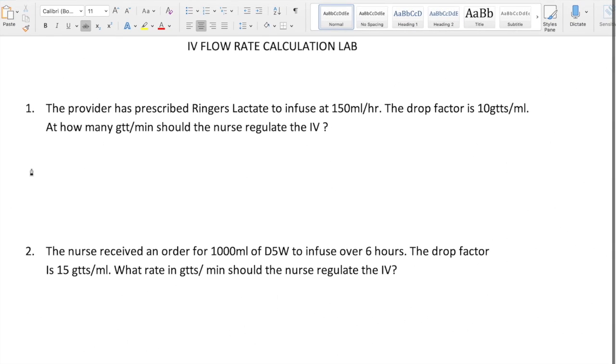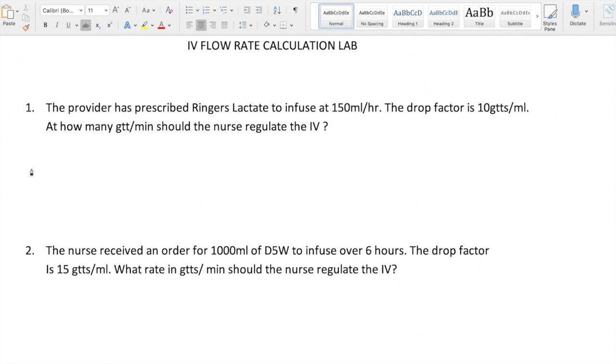So problem number 1 is the provider has prescribed Ringer's lactate to infuse at 150 milliliters per hour. The drop factor is 10 GTTS per milliliter. How many GTT/minutes should the nurse regulate the IV? So the first thing I do is I write exactly what the question is asking me. So it's going to be GTT over minutes.